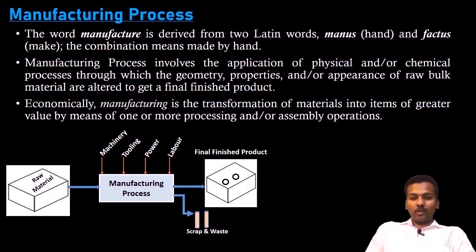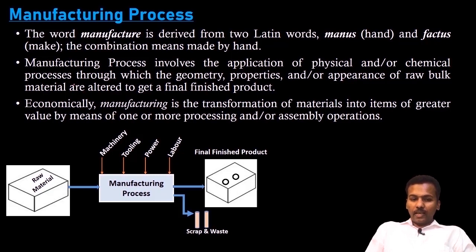The manufacturing involves the application of physical or chemical process through which the geometry, properties or appearance of the raw material are altered to get a final finished product. So manufacturing means with the application of some process we obtain a certain product of certain properties, certain shape and size and certain appearances as demanded by the society, industry, etc.